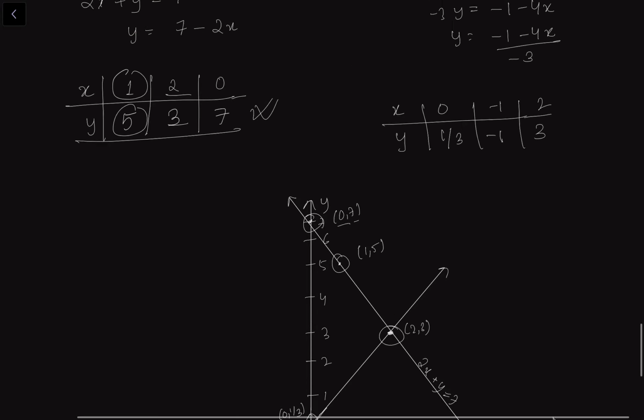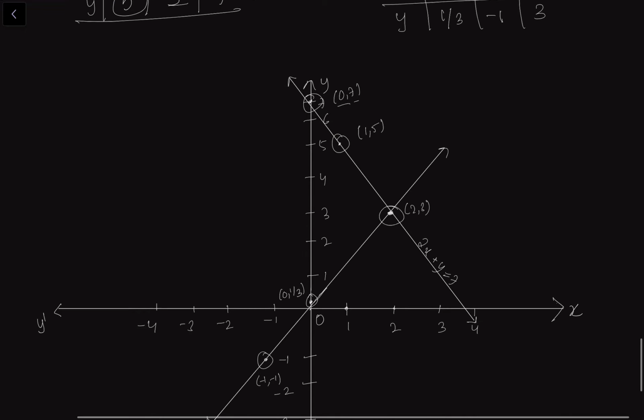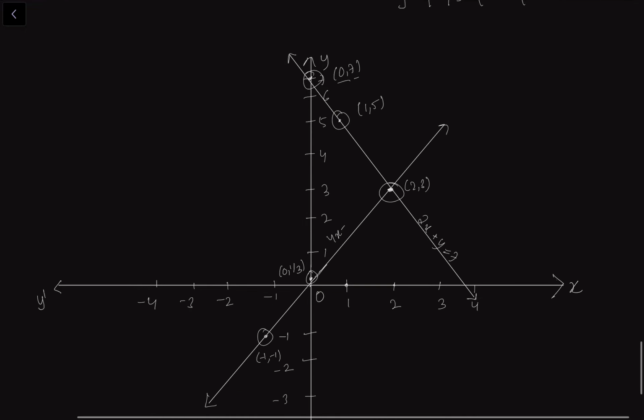It's not like you cannot include fractions in your answers. You can include them, and then you write the equation, do not forget. So this line is 4x minus 3y is equal to -1. Now we see clearly we have a point of intersection (2,3). So this is your answer: x is equal to 2 and y is equal to 3.